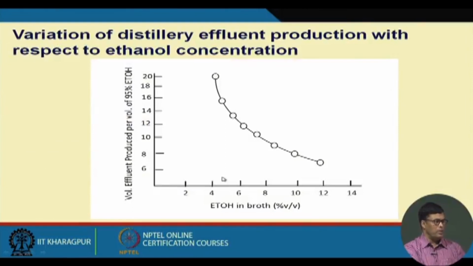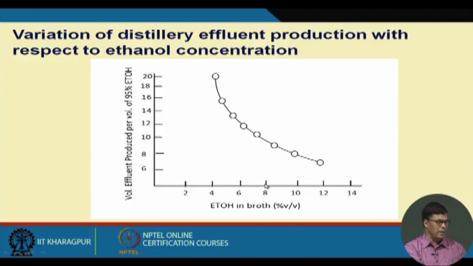Now, in the alcohol industry, one problem is the distillery effluent that is produced. I want to discuss one very important aspect: the concentration of alcohol plays an important role in the effluent production. The correlation between the percentage of alcohol present in the fermentation broth and the volume of effluent produced per unit volume of 95% ethanol is like this. This clearly indicates that as the alcohol percentage increases, the volume of effluent also drastically reduces.